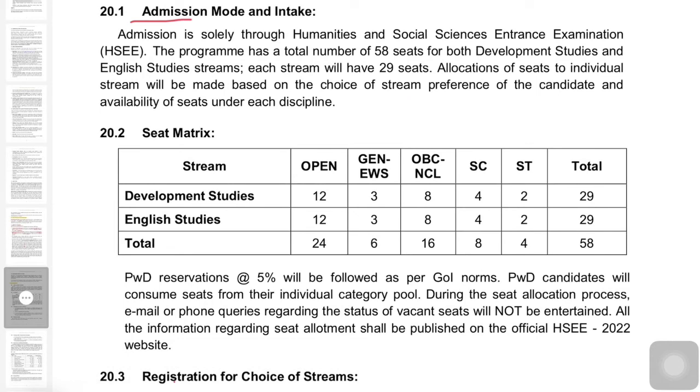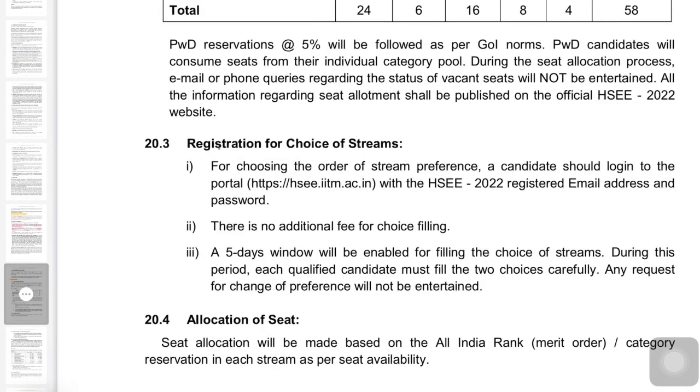And at last, let's talk about admission mode and intake. There are 58 seats in this program, 29 seats for development studies and 29 seats for English studies. After the student qualifies the exam and gets a seat, they will have a choice of either program. After the result, they will get 1 week to register their choice of stream. They will get an email from the HSS department, and in that 5-day window, they will have to choose either program, that is, either development studies or English studies.